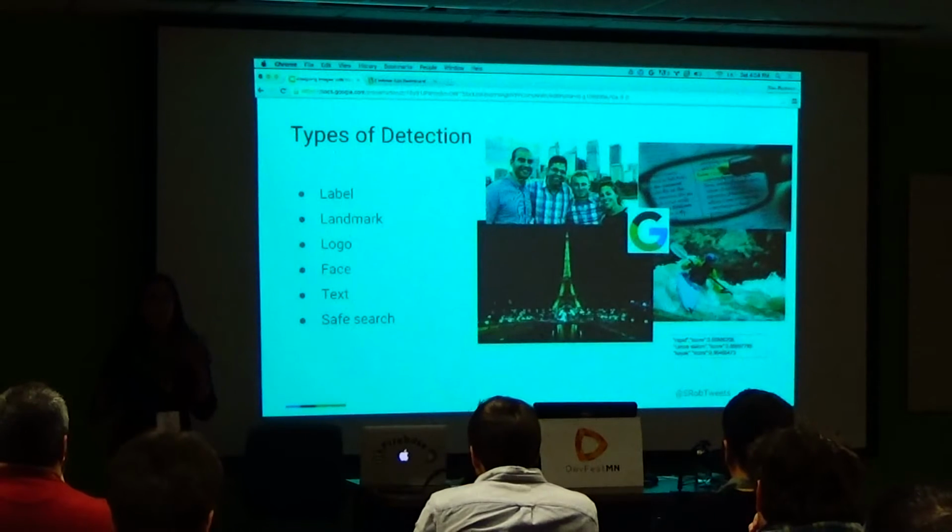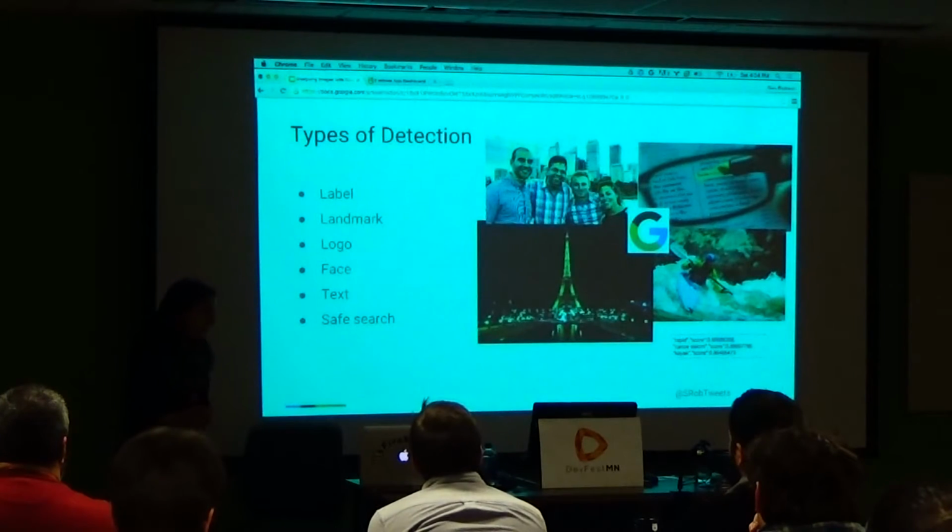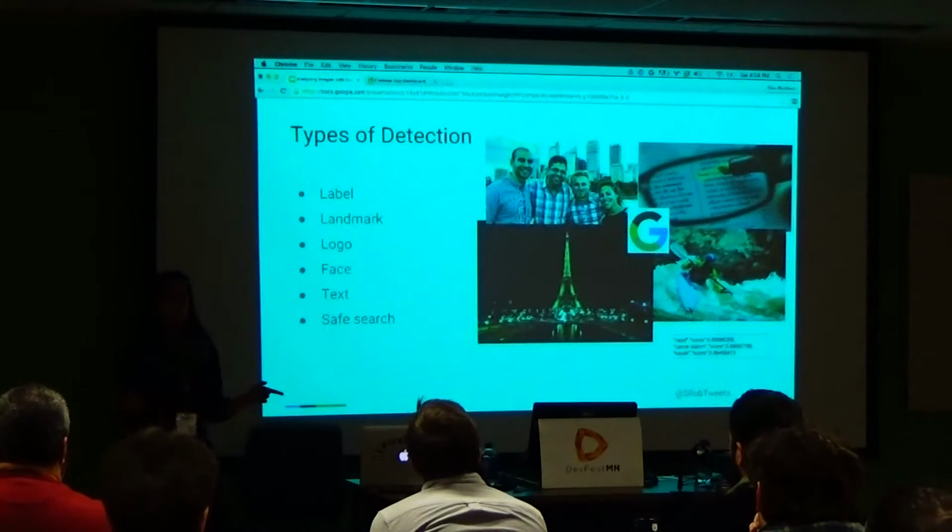It can give you the latitude, longitude coordinates of that. And it's able to identify some pretty obscure landmarks, which I've been pretty impressed with. Logo detection is another example. So you can pass it a logo, and it'll identify the company's logo. Face detection is probably my favorite.